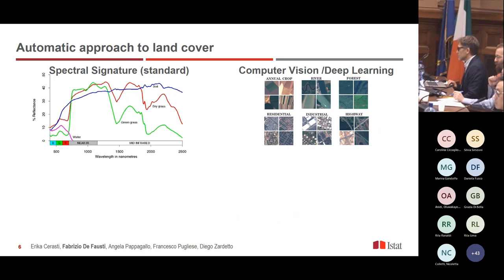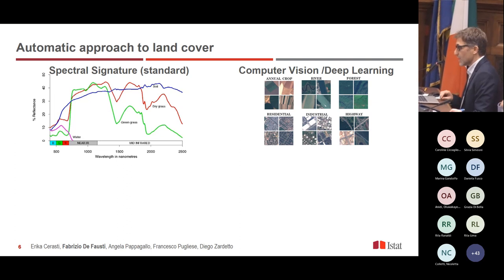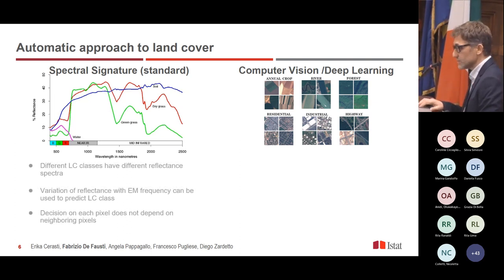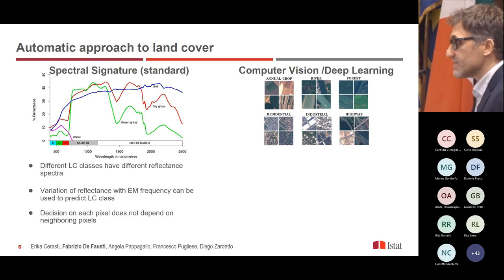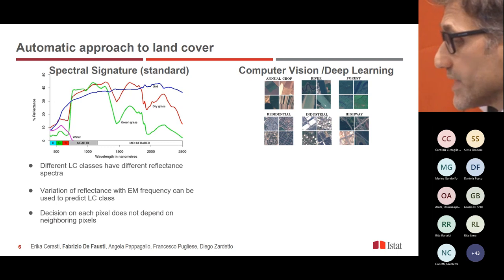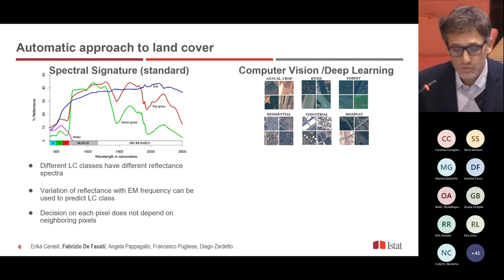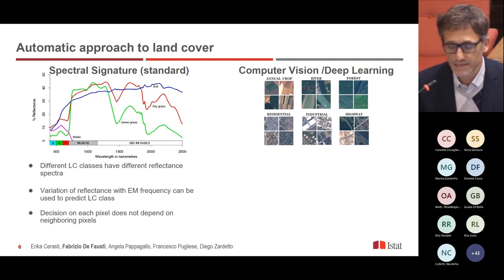For automatic approaches to land cover by satellite image, there is a standard approach with spectral signature. It is based on the fact that different land cover classes have different reflectance spectra, and the variation of reflectance with the electromagnetic frequency can be used to predict land cover classes. The decision on each pixel does not depend on neighboring pixels, but just on the spectral signature of each pixel.